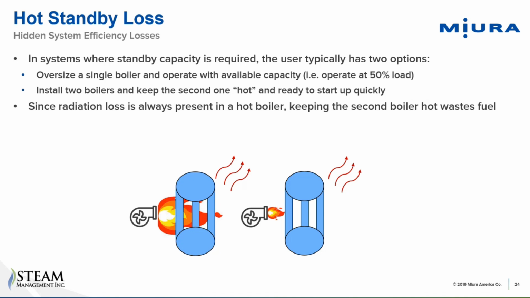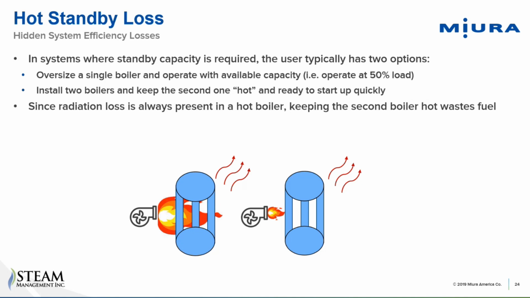Another important one is hot standby loss. This is a system where standby capacity is required. You basically have 2 options. You can either oversize a single boiler and operate with available capacity. So you might operate at 50% load and be ready to ramp up the boiler quickly to catch up with whatever your demand is. Or you could install 2 boilers and keep the second one hot, ready to start up quickly.